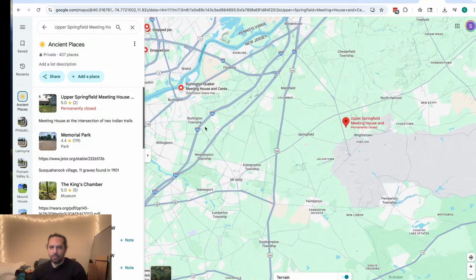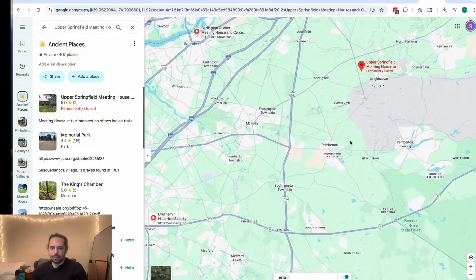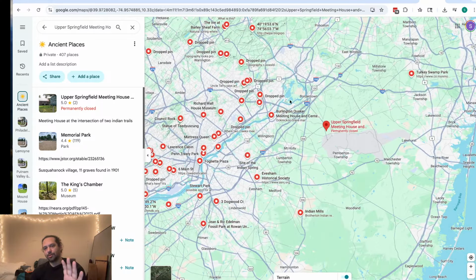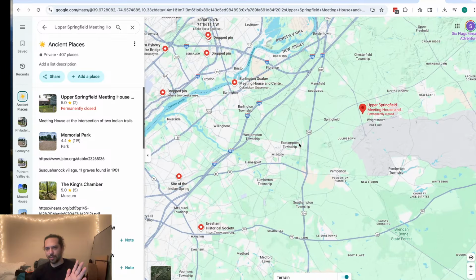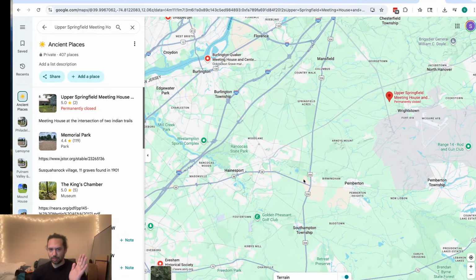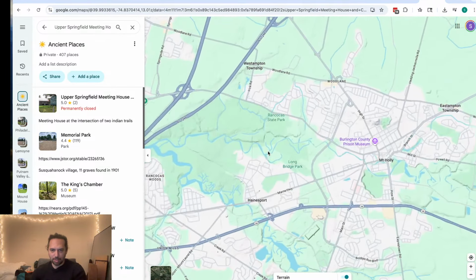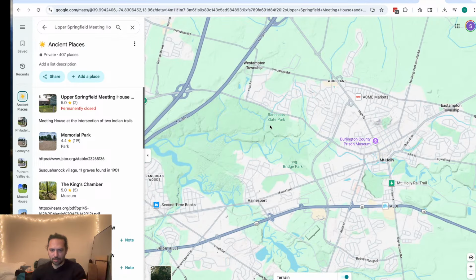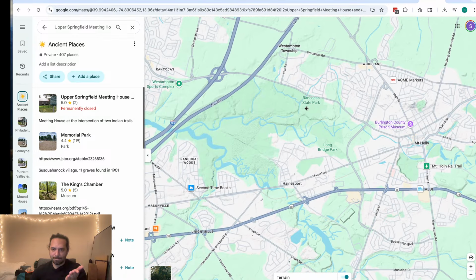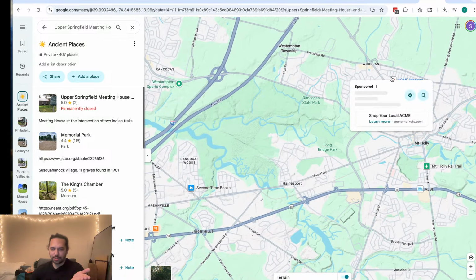I need to add more ancient stuff. I mean, that's the thing. You know, this is how the map has grown. You just see all these dots. I've just looked around, and over time you find them. So I'm sure there's more stuff like Rancocas State Park. There's definitely native, I mean, there are Native Americans all over here, right?